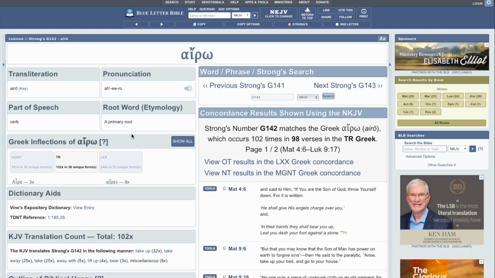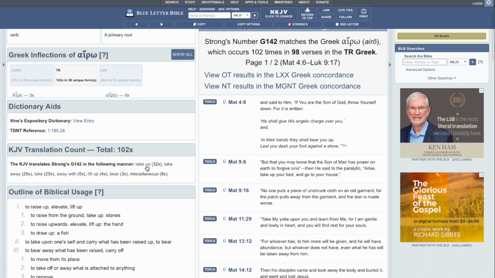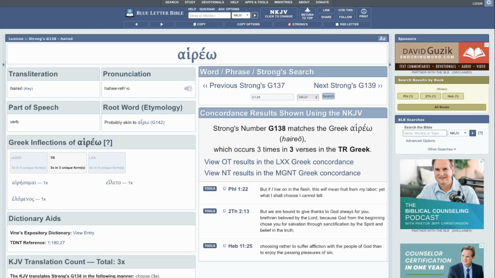Oh, we finally got to our primary word. It's a root word. It's a verb, and it means to take up, take away, take, lift up, bear. Interesting. So all of these, would you have ever guessed that? The root word of sarx, which means flesh, has to do with the idea of taking or lifting up or sweeping across the floor. How could we understand all these things?